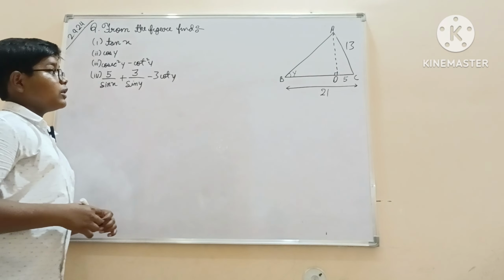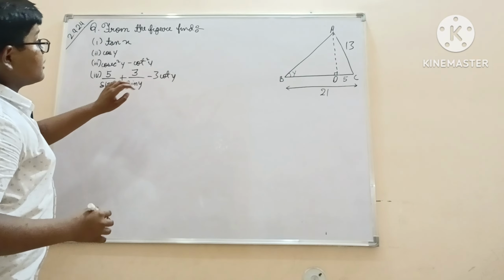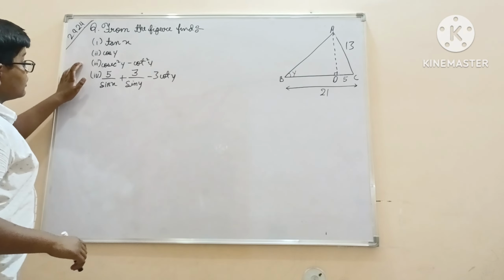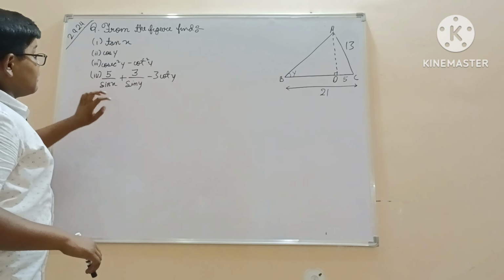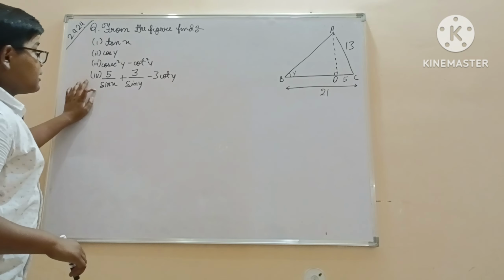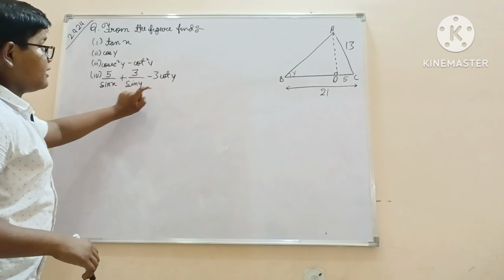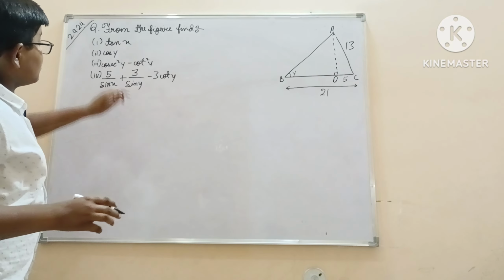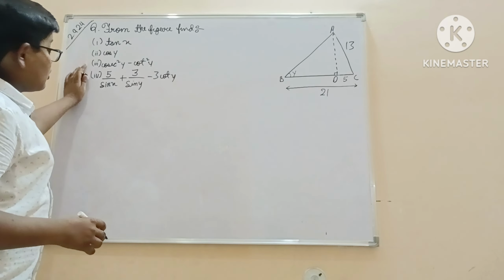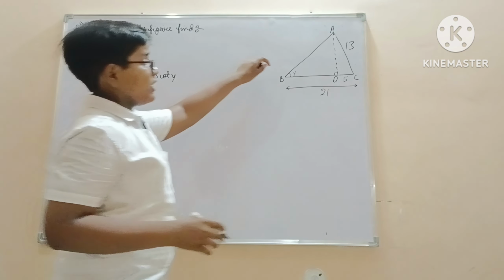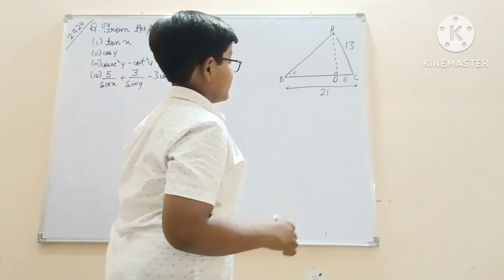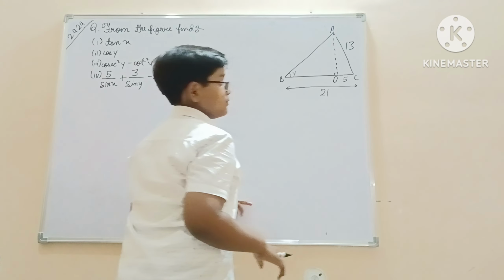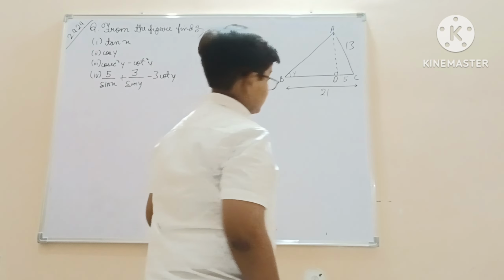So we are moving on to our next question, which states that from the figure find tan x, cos y, cos squared x minus cot squared y, and the fourth is 5 divided by sin x plus 3 divided by sin y minus 3 cot y. In order to find all these, we will first calculate all the sides of this triangle. Some sides we have got in the question and some are not.